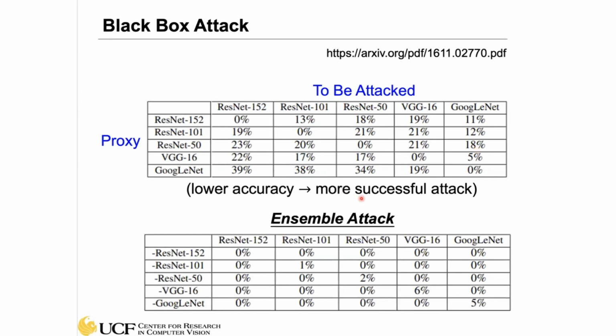The author also did this ensemble attack, not just using a single proxy network. So they're using multiple of them. Okay, if we look at this column here, there's a minus sign. That means out of these 5 networks, we're going to remove the ResNet, which means the ensemble, or the committee of networks they use for the proxy training, is ResNet 101, ResNet 50, VGG 16, and GoogleNet, without ResNet 152. Okay.